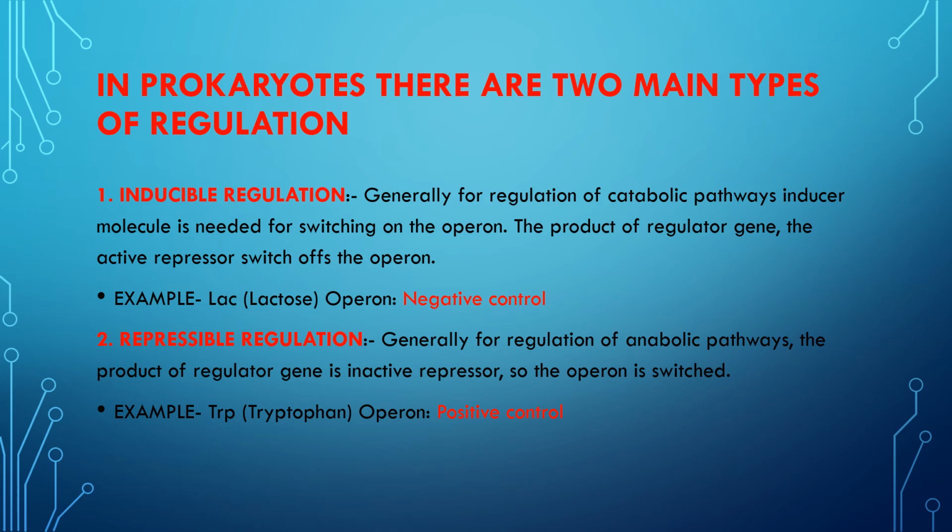Now, repressible regulation. It operates in an anabolic pathway. It is caused by an excess of existing metabolite. It turns the operon off and it stops the transcription and translation. The aporepressor is enabled by a co-repressor to join the operator gene. Trp operon is the example of repressible regulation. It's a positive control.